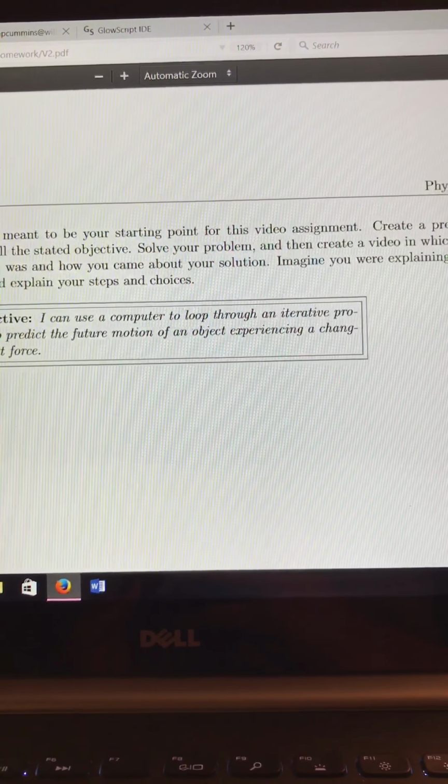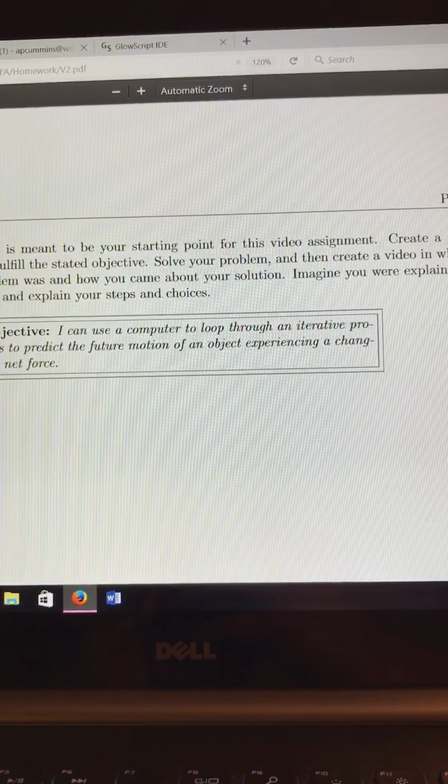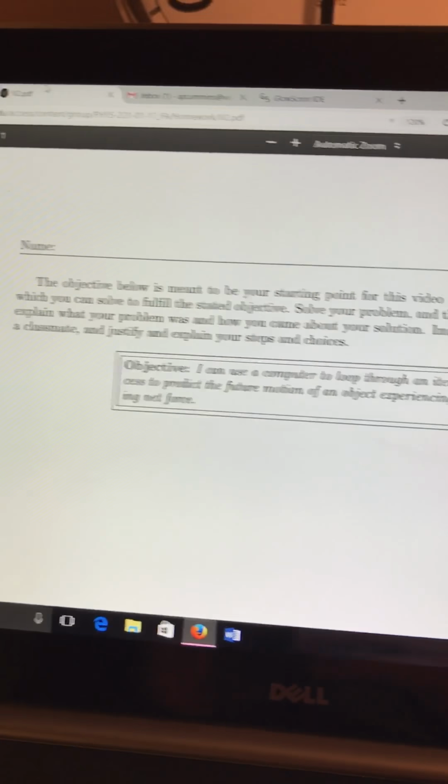The objective is I can use a computer to loop through an iterative process to predict the future motion of an object experiencing a changing net force.